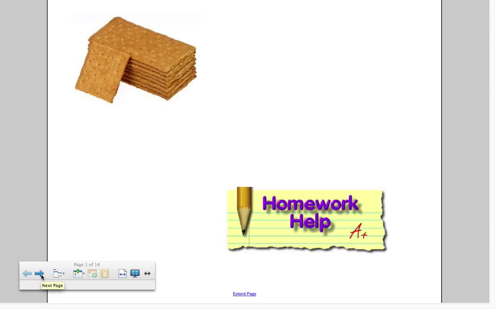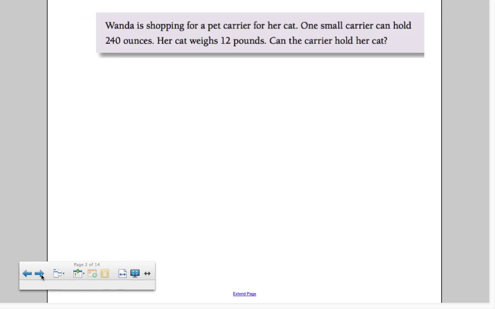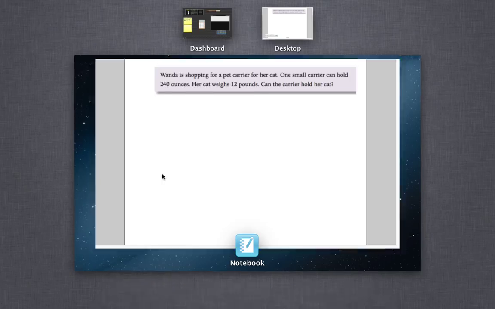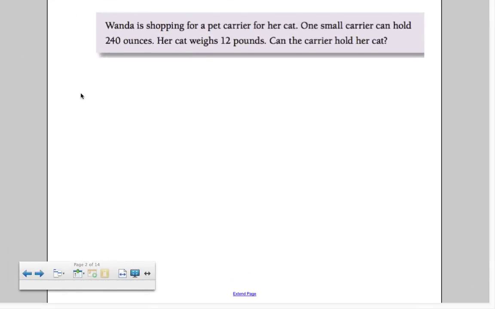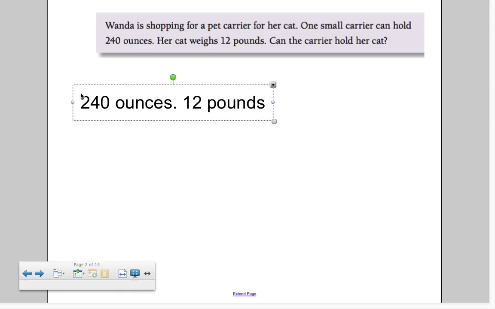Let's go to page 210, 211. On 210, towards the top, you see Wanda is shopping for a pet carrier for her cat. Good for you, Wanda. One small carrier can hold 240 ounces. It's not just the number that's important, it's the unit next to it. Like 240 what? 240 ounces. Her cat weighs 12 pounds. Can the carrier hold her cat?